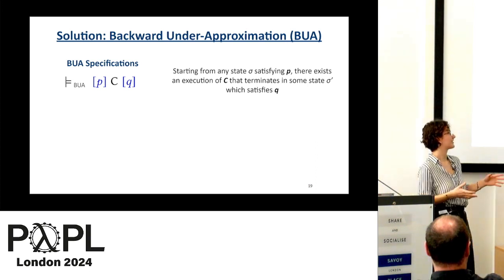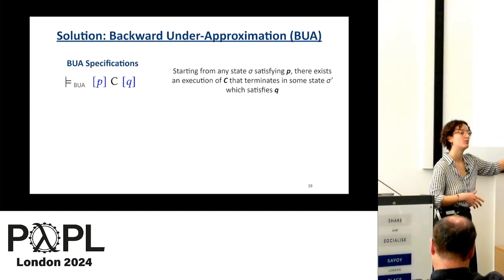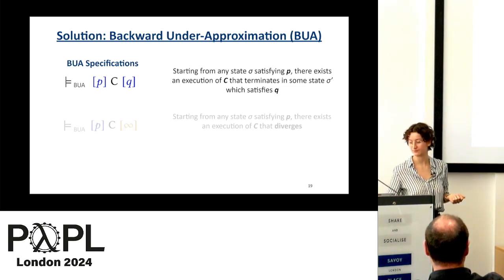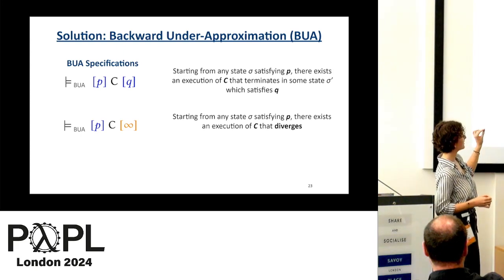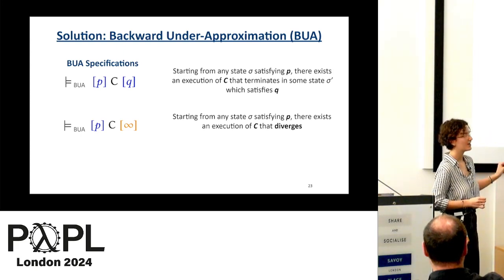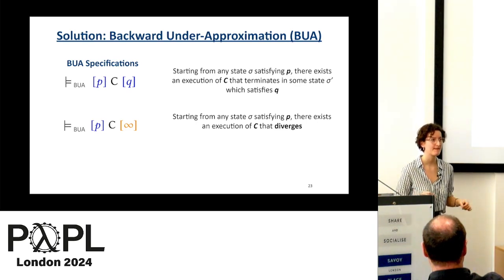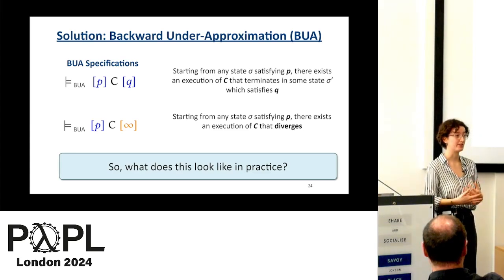So because we have this different direction that we first quantify over the pre-state and then go to the post, we can very naturally define a divergent version of the triple that looks like this, where you say this triple holds if for every state satisfying the precondition, there exists an execution of C that diverges. And this is really cool, but of course the question is, what does it look like when we use it?